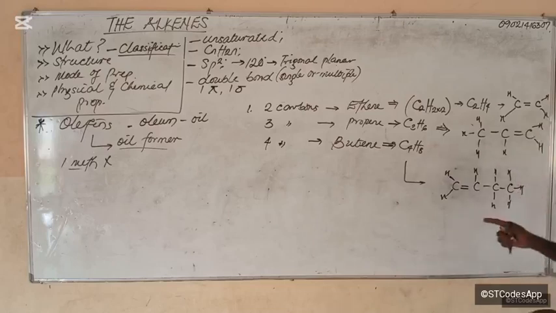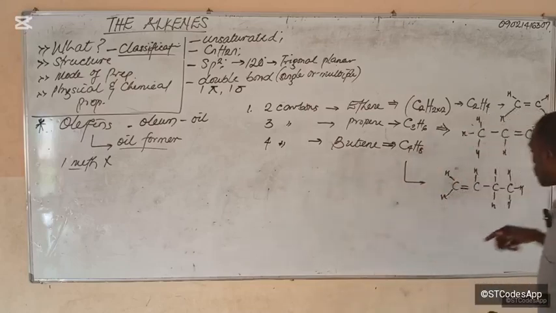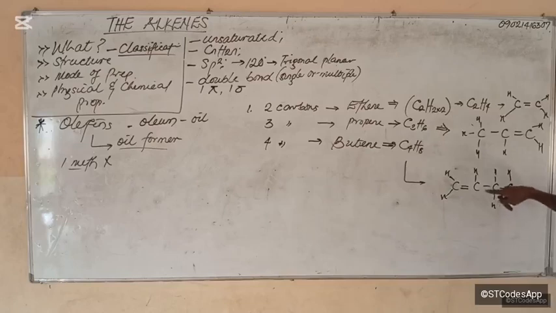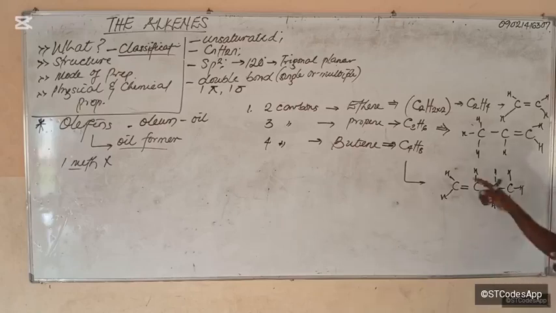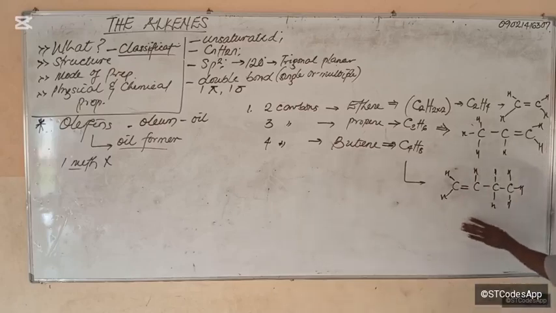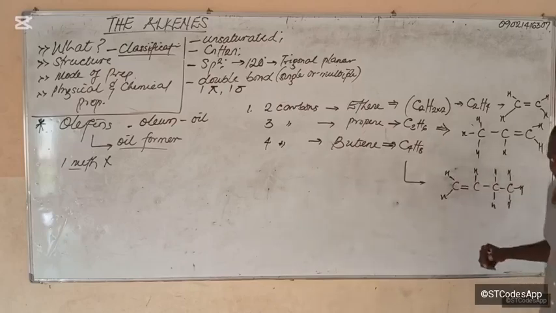Now, if the position of the double bond is shifted, then the name changes to but-2-ene. Why? Because the double bond is now between carbon 2 and carbon 3. Does that make sense? Depending on which end you are counting from, of course, it's still the same. Whether you are reading from here or here, it's still but-2-ene. Does that make sense? Now, my point is this, that the hybridization of all these carbons is not the same.